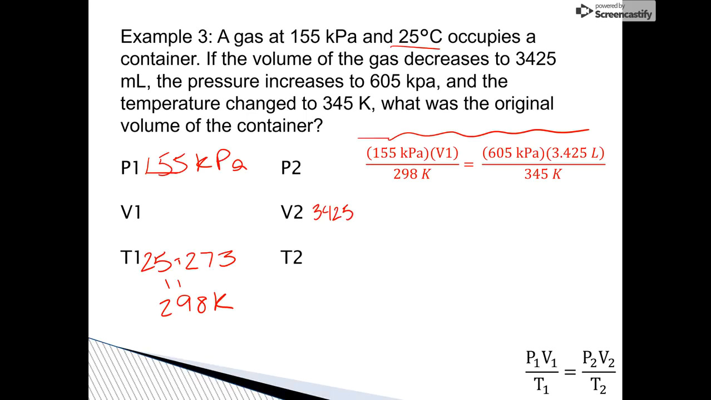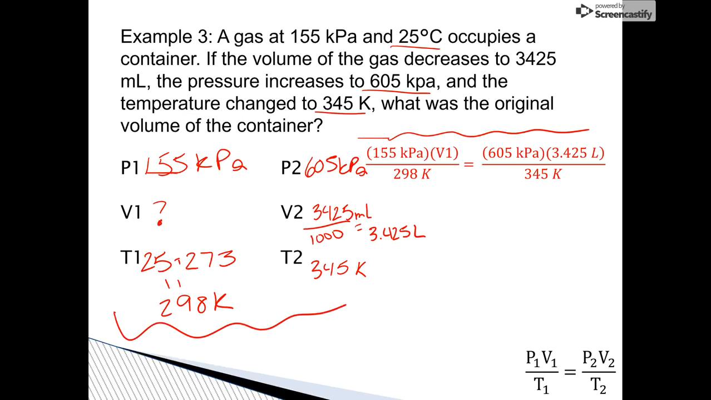But notice this is in milliliters, so divide by 1,000 to get it in liters, 3.425 liters. The pressure increases to 605 kPa. And the temperature changed to 345 K. This is already in Kelvin, so I don't need to add 273 to it. What was the original volume? So here's how it's different. It's asking you for the V1, the original volume. All of this work gets you this setup, which you have to be able to show.